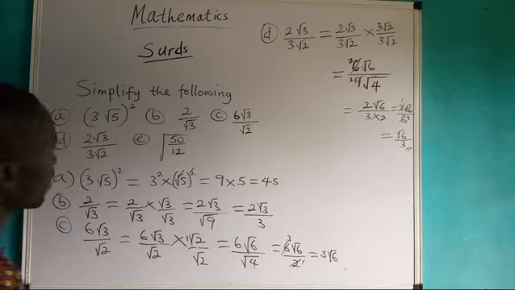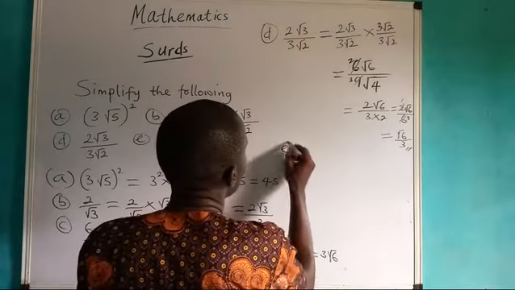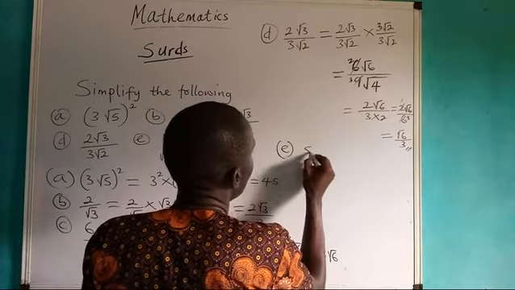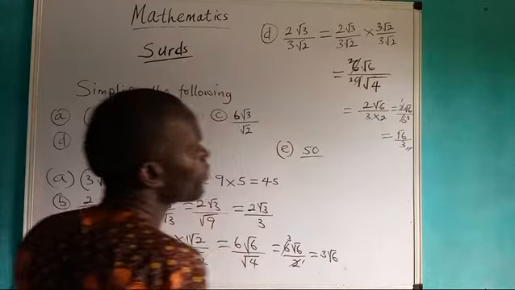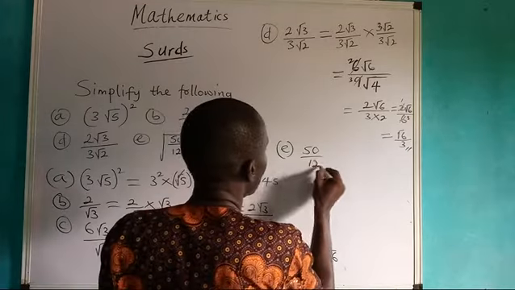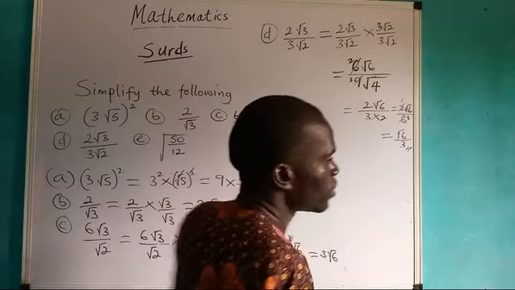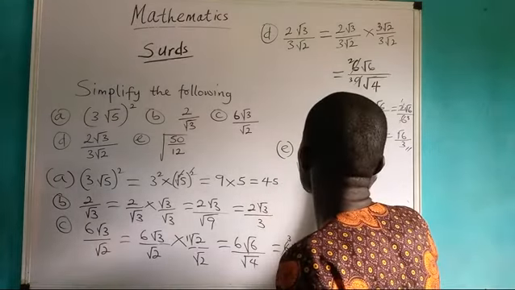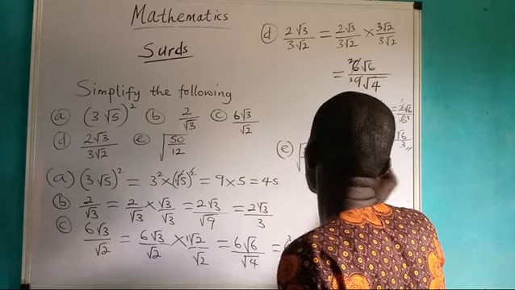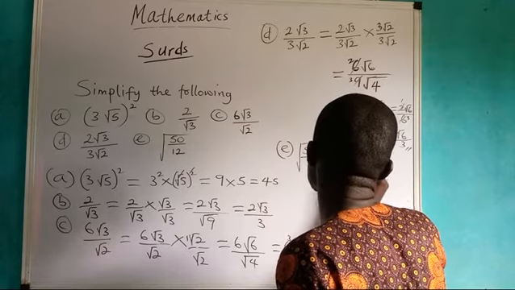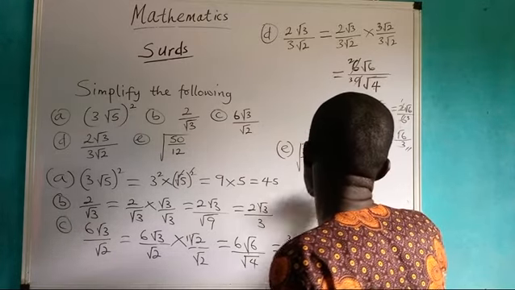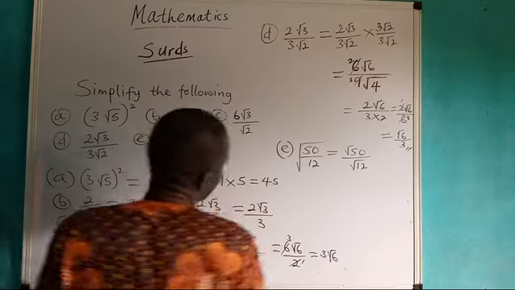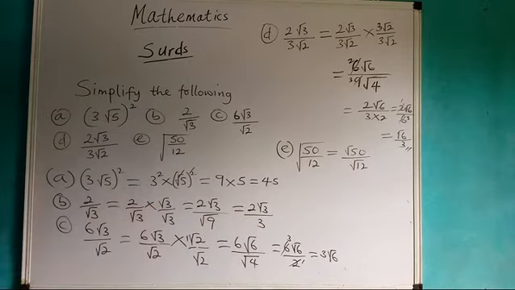Then we now consider the last question, question E, and we have root 50 all over root 12, and there is a common root. Now, what can we do to this? Don't forget that the root affects 50 and also affects 12. Can you see?